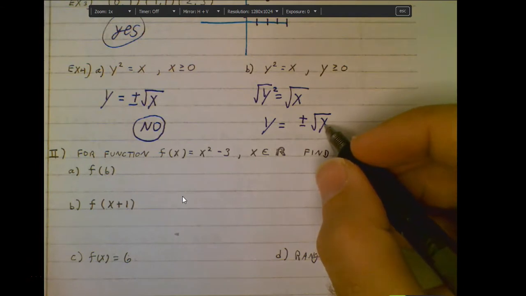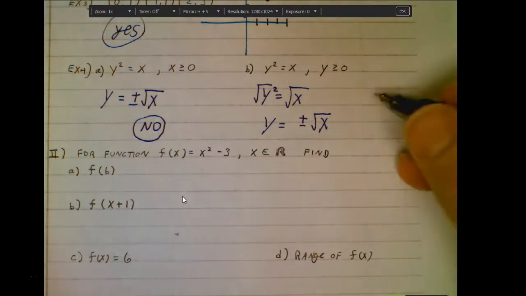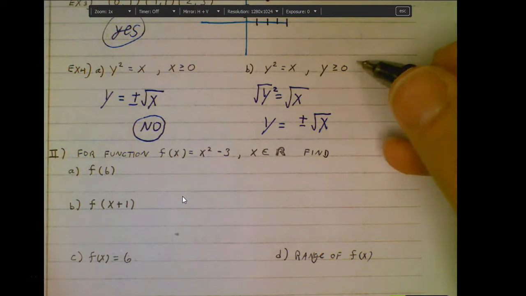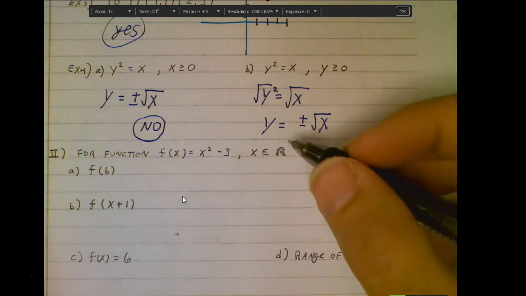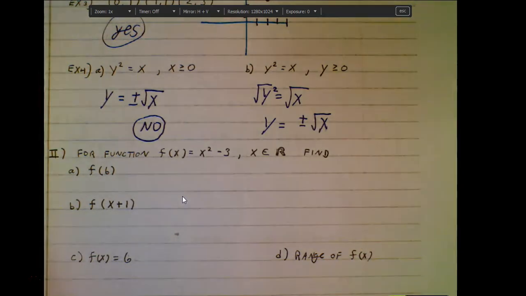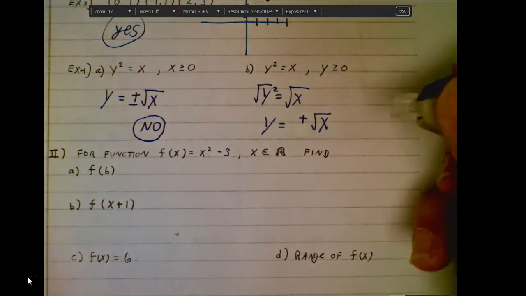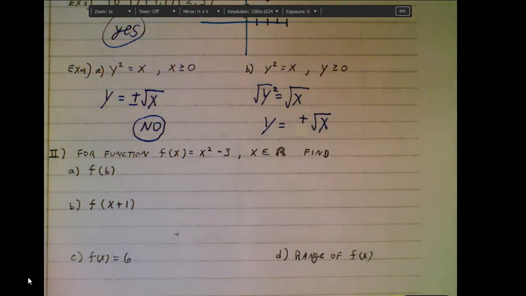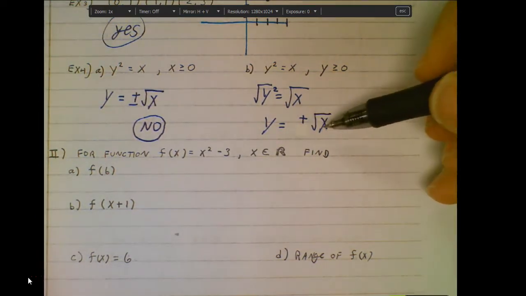When I plug in the same number, let's just plug in a number like 9. The square root of 9 is positive 3 and negative 3, but according to this notation, I'm only allowed to keep the results that are greater than or equal to 0, which means I'm not keeping the negative result. I'm only keeping the positive result. So by eliminating the negative result and only keeping the positive result, I now have a function because I'm only now getting one result for my input.